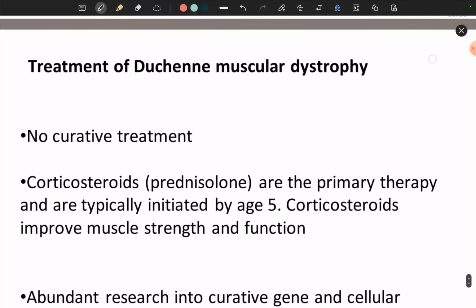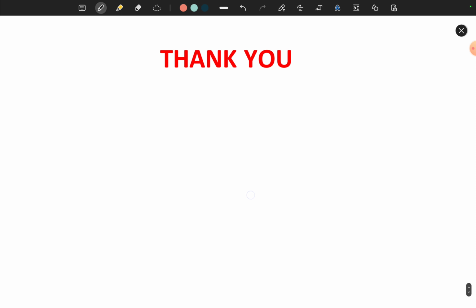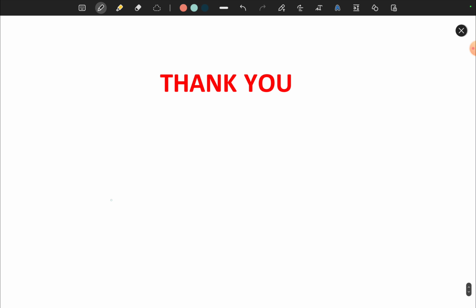It is a genetic disease, so there is no treatment, unfortunately. But we give corticosteroids. And hopefully gene therapy can produce the dystrophin protein and support the patient.